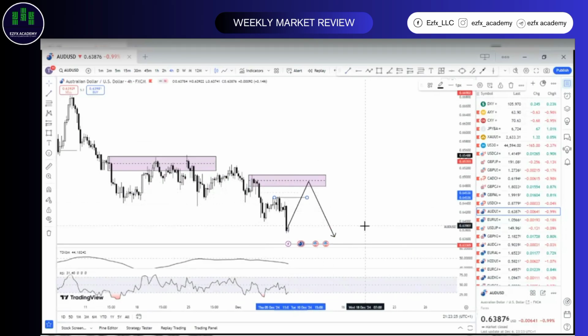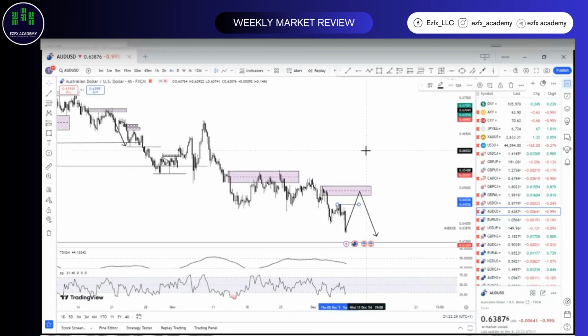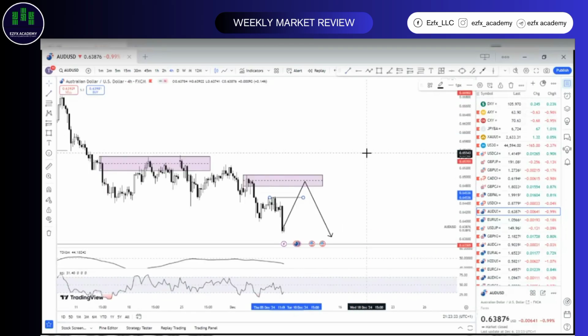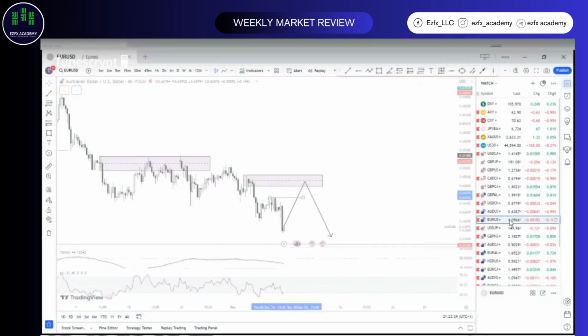So I don't think I need to take too much time to explain what exactly I'm seeing overall. I'm still seeing that price looks to be bearish, so I'm just watching out for a retracement, then to continue or to join in for that overall sell. So that's clear for AUDUSD. Next up, let's do EURUSD.